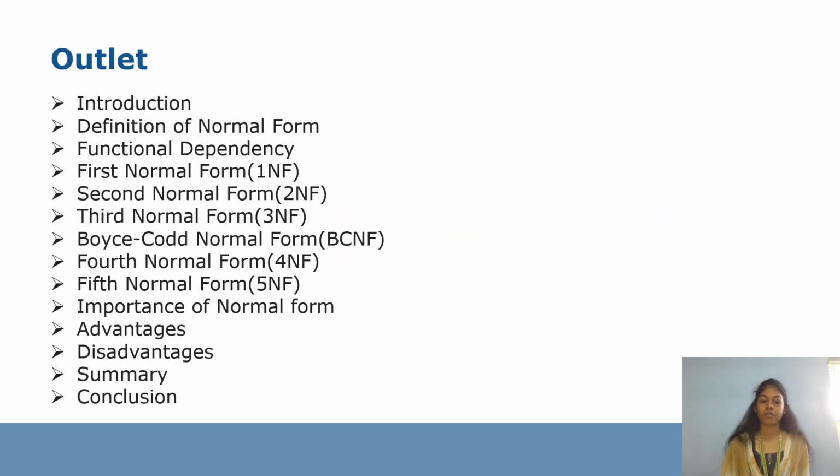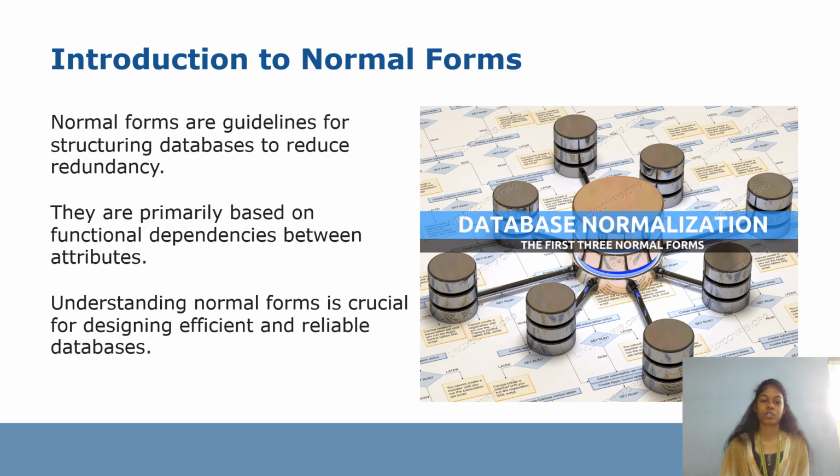This is the outline of the topic: introduction, definition of normal forms, functional dependency, first normal form, second normal form, third normal form, Boyce-Codd normal form, fourth normal form, fifth normal form, importance of normal forms, advantages and disadvantages, summary and conclusion. This is the introduction to normal forms.